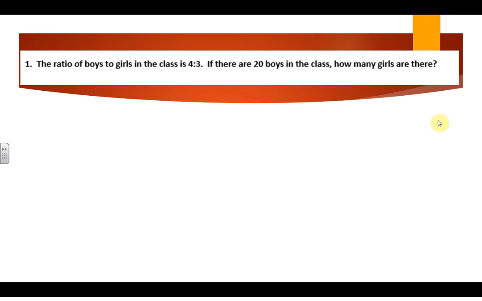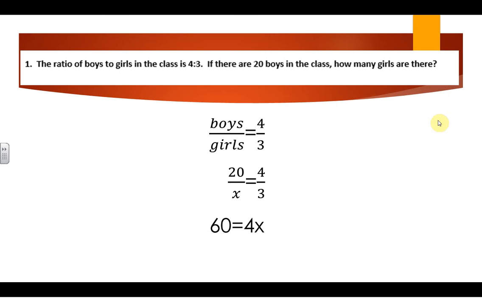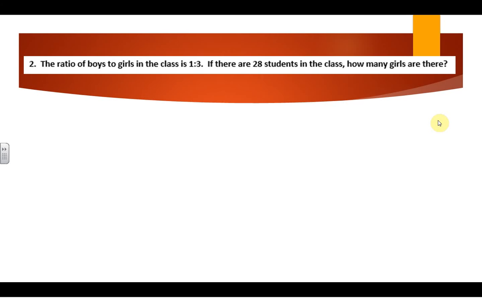In number 1, we have a ratio of boys to girls in the class of 4 to 3. If there are 20 boys in the class, how many girls are there? What you want to remember when you set up a proportion is that you need to have like things compared to like things. So they're telling us boys to girls is 4 over 3. Then I have 20 boys in the class, so 20 is going to go in for boys. I don't know what girls are, so I'm going to switch that to x, okay? And then I have 60 equals 4x. I solve and I get 15, so there are 15 girls in the class.